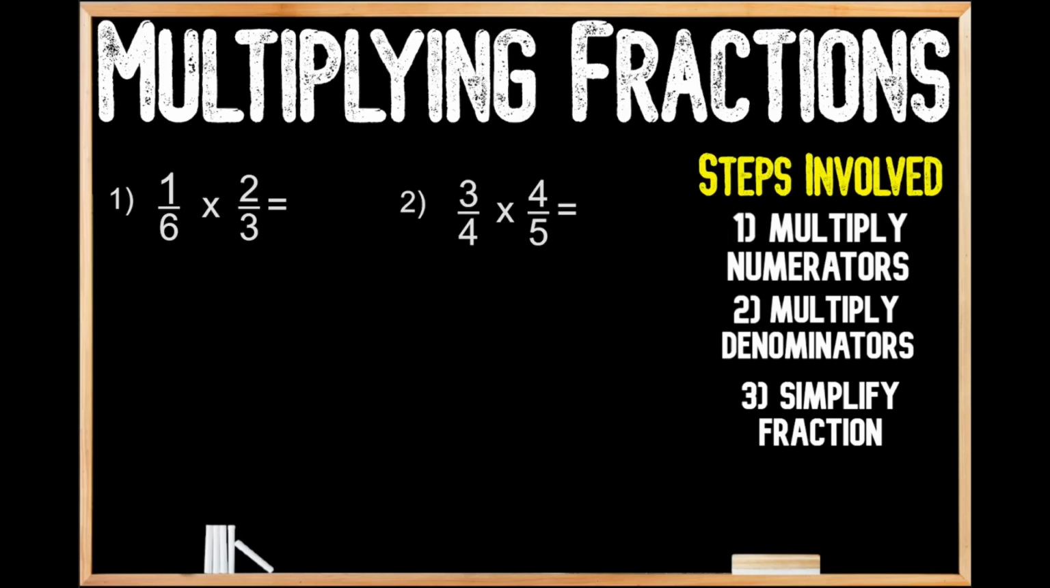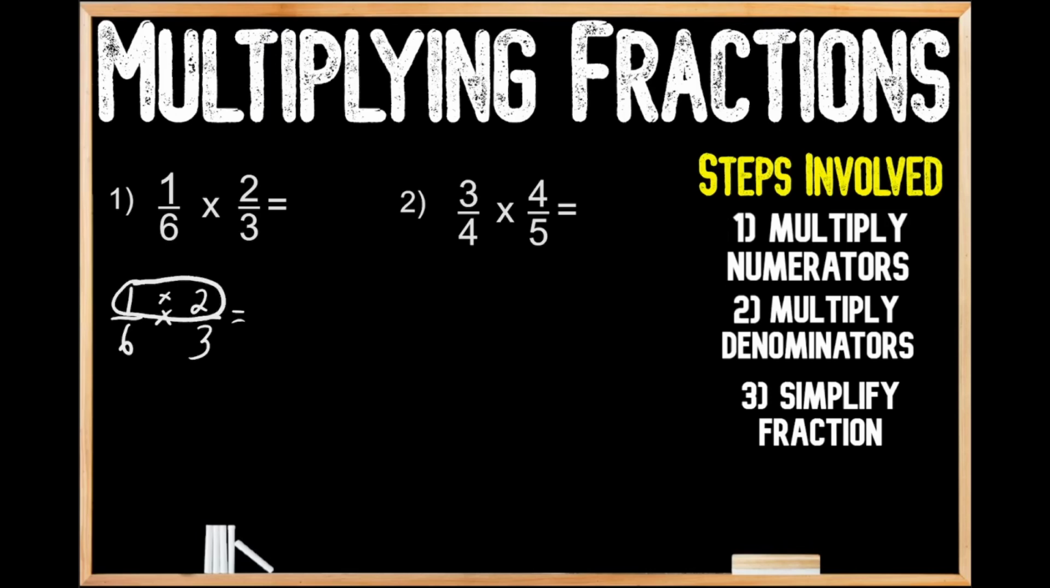Now looking over to the right hand side here under our steps involved, we can see that our first step is to multiply our numerators. But before we do that, we're going to rewrite this equation down below so that we have more space to work with. And now that we've rewritten our fractions down below, we can move on to step number 1, which is to multiply our numerators, or the top numbers in our fractions.